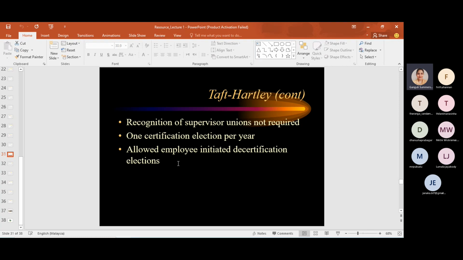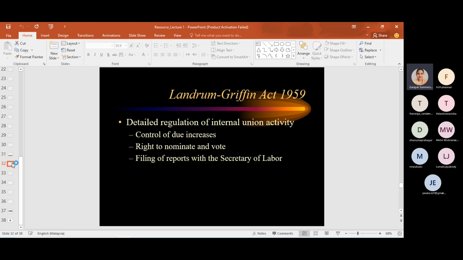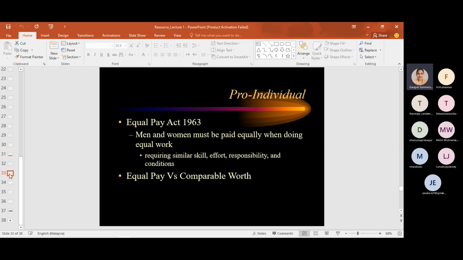So we have a decertification election for the people to express their like or dislike to cancel the current union and make a new one. Okay, and then there is another act called the Landrum-Griffin Act, made in 1959. This act basically talks about internal union activities, stuff like the right to nominate, the right to vote, and filing of reports with the Secretary of Labour. These are the kind of things mentioned in the Landrum-Griffin Act.